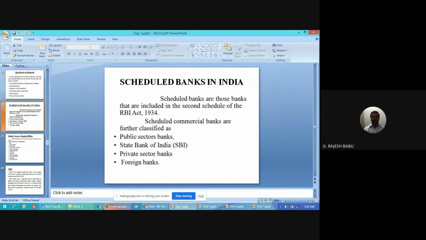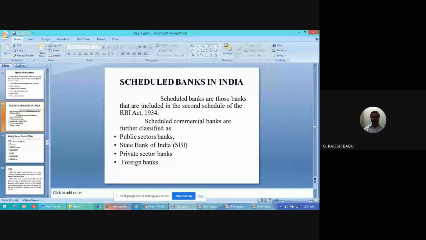Next one, scheduled banks in India. Scheduled banks are those banks that are included in the second schedule of the Reserve Bank of India Act 1934. These banks need to have paid up capital and reserves of not less than rupees 5 lakhs. They also need to maintain a balance with the Reserve Bank of India. They can raise debt and loans from the Reserve Bank of India at the bank rate.